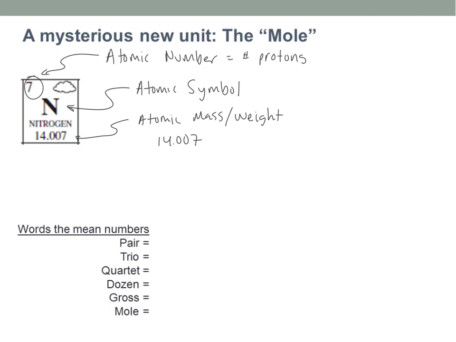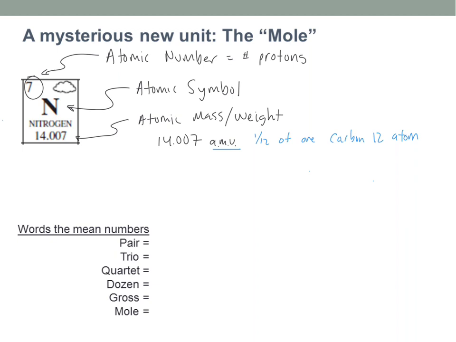But 14.007, you'll see either the unit for that being AMUs, which is the atomic mass unit. The atomic mass unit, that's just 1/12 of the mass of a carbon-12 atom. So AMUs, that is 1/12 of one carbon-12 atom, which, as you can imagine, is a super small value.